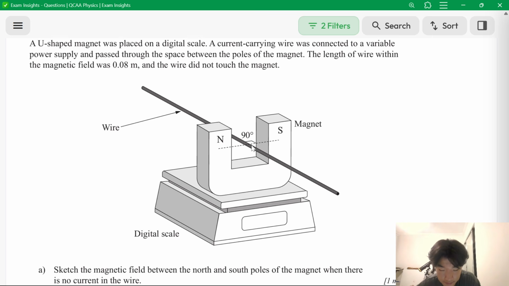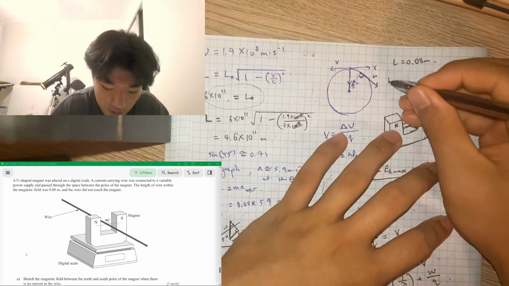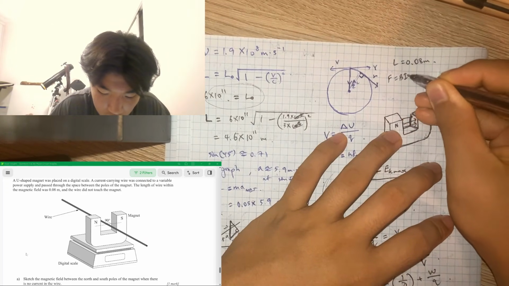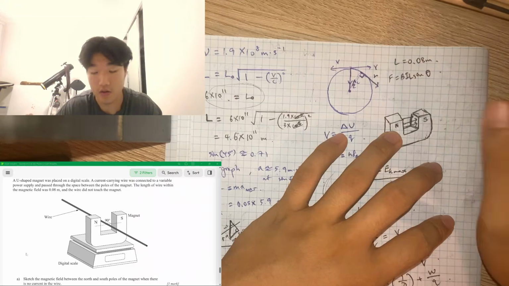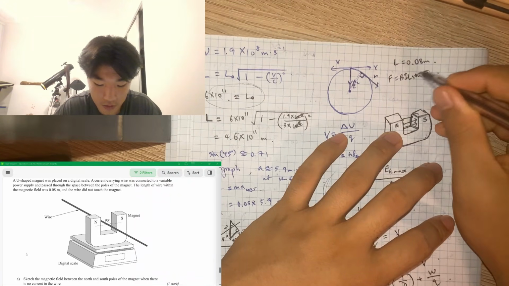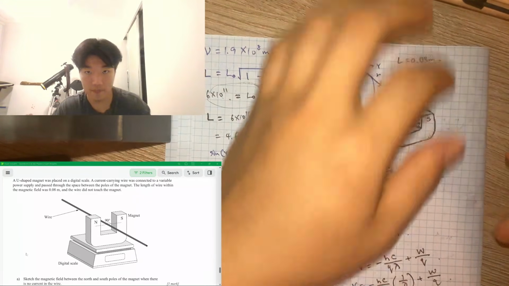I believe we're using force equals BIL sine theta. And sine theta is 1 in this case because sine of 90 degrees is 1. I think that's the formula we're using. So in this case, we would use the gradient on the graph. That does become useful in this case.